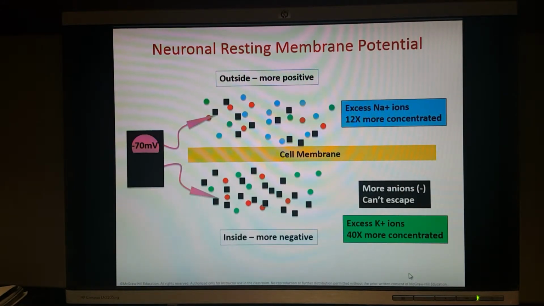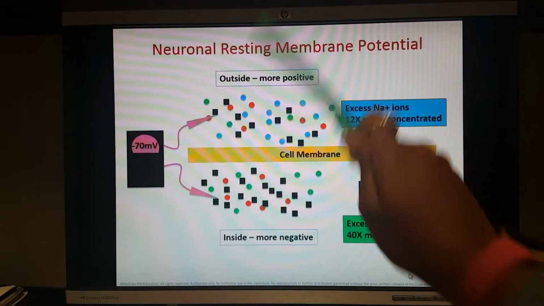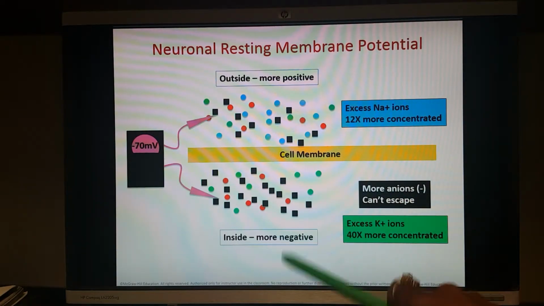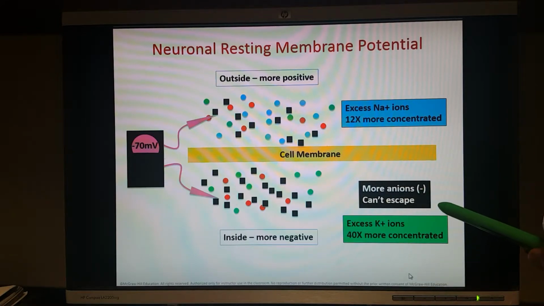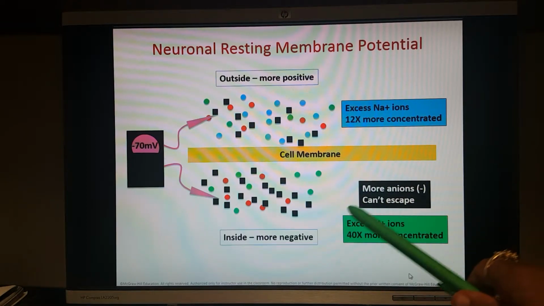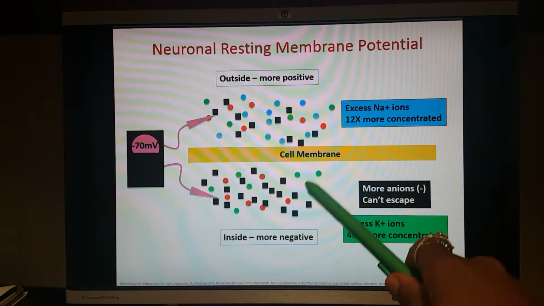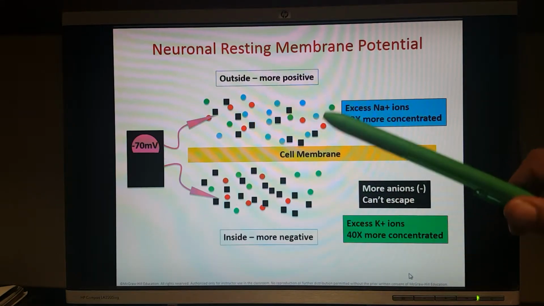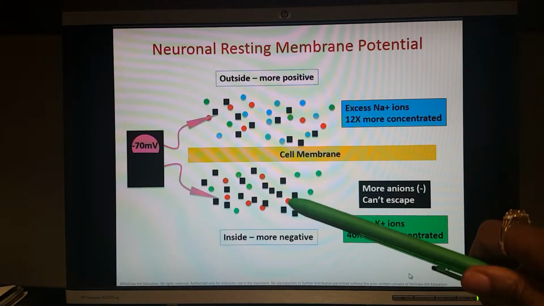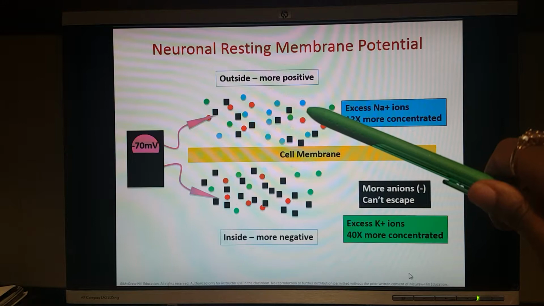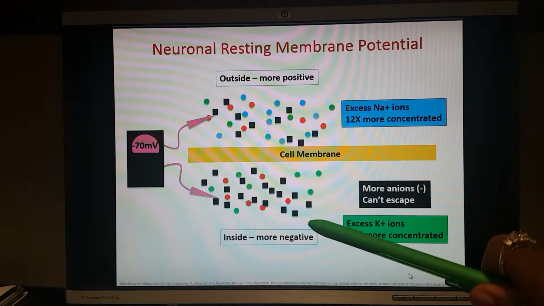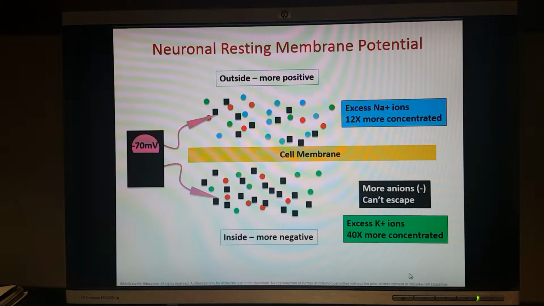Starting at rest, we have a membrane potential of negative 70 millivolts. Again, the outside of the cell is more positive, and the inside of the cell is more negative. You have more anions that can't escape, particularly, for example, proteins, which are negatively charged, helping to create the more negative charge on the inside of your cell. And again, the sodium-potassium pump, which accounts for only about 3 millivolts of that charge, sends excess sodium ions out of the cell and brings in an excess of potassium ions inside the cell.